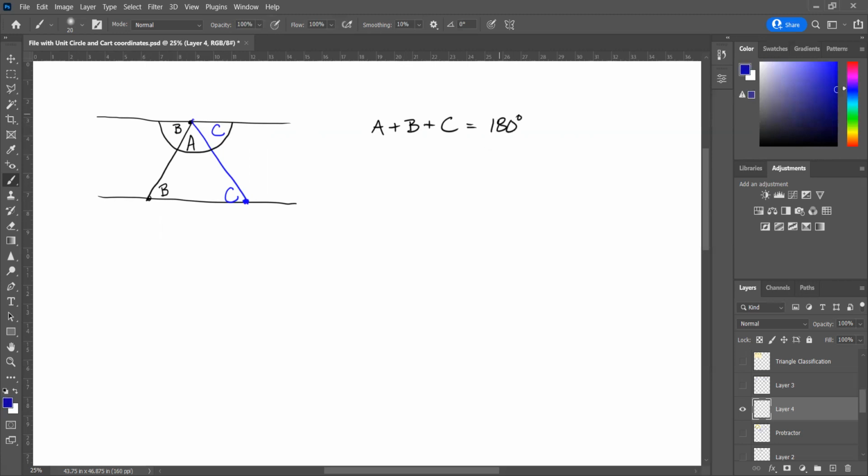Well, now take a look at my triangle. My triangle has angle A, B, and C in it. So that tells me the sum of interior angles of a triangle has to be 180. And that is always true. No matter what triangle you have, if you add the 3 angles inside, they will equal 180 degrees. And that really helps us out a lot.